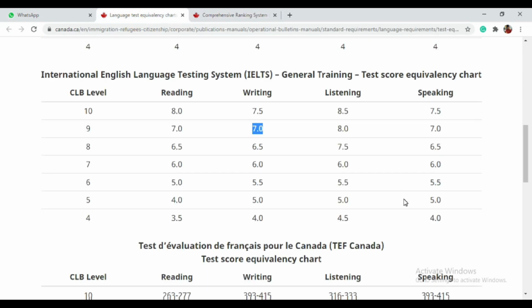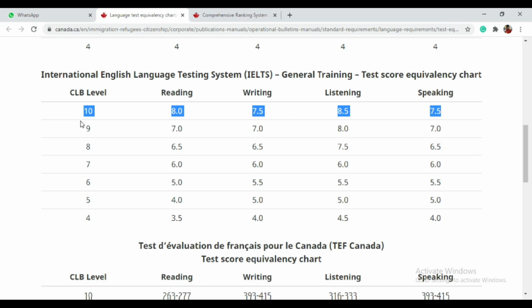You need to work that out. You need to work all that out so that you know what your target is. And my recommendation, never settle for anything less than CLB level 10, at least in your visions. I mean, your aim should be CLB level 10.